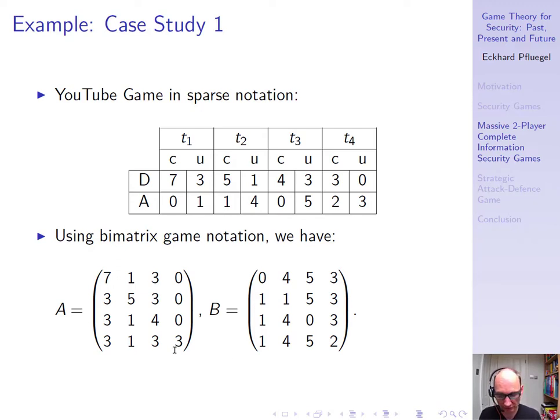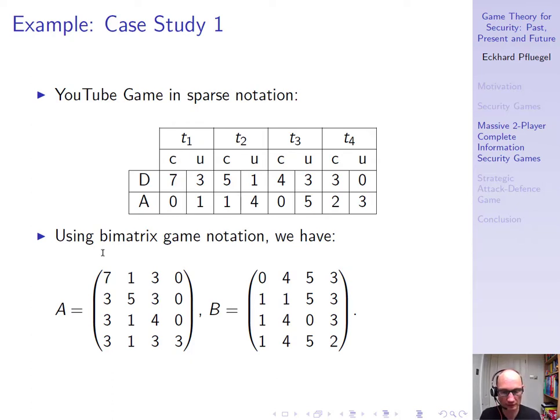Then let me just explain what the matrix notation actually means. Here the matrix A is the payoff matrix for the defender, and B is the payoff matrix for the attacker. So let's focus on the defender. For example, if we look at the first column, this would mean that the target T1 is attacked. And if we look at the first row, this would mean that the target T1 is actually defended. So then you will find the payoff value 7 in here, again, which is here.